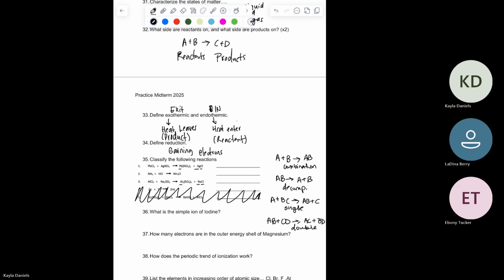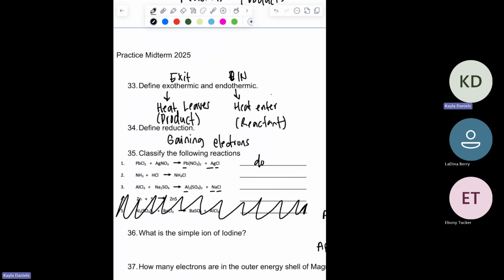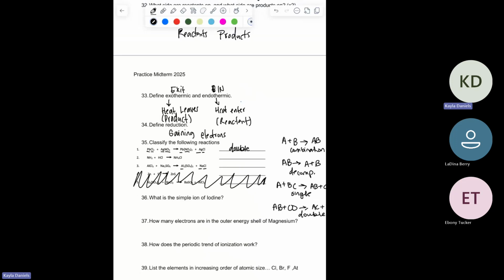All right. So number 1, I see a double replacement. We got a lot going on here. We got PbCl2, AgNO3. Now Pb is with NO3 and Ag is with Cl, so they swap partners.